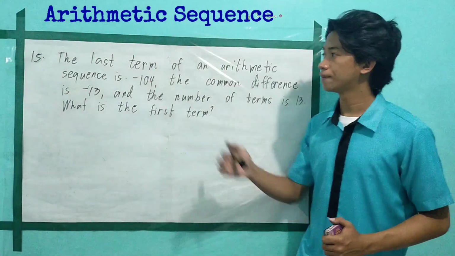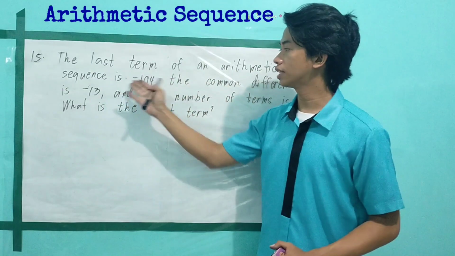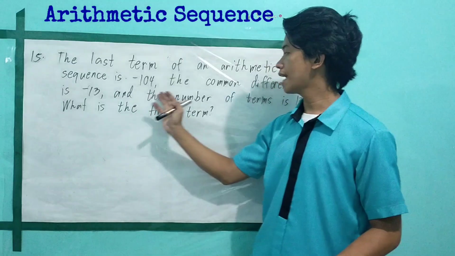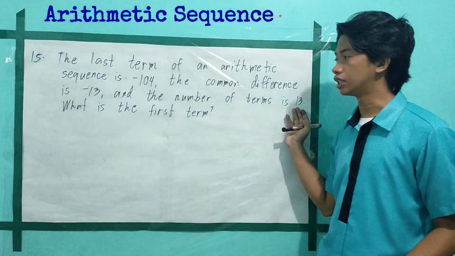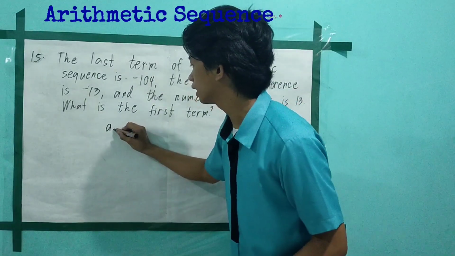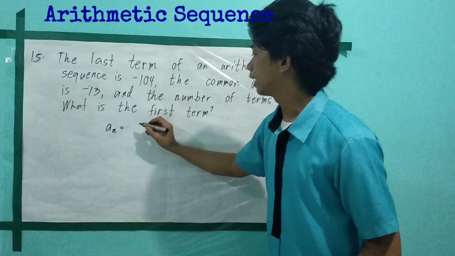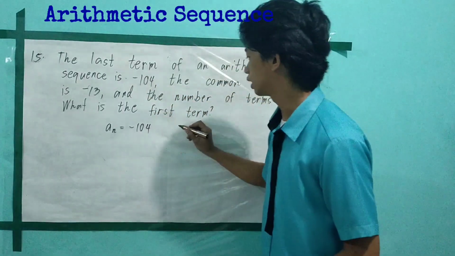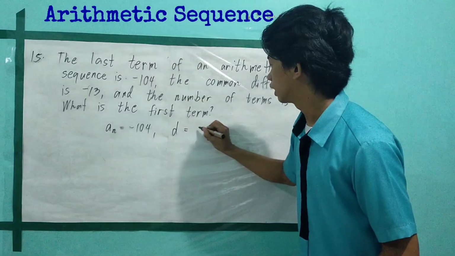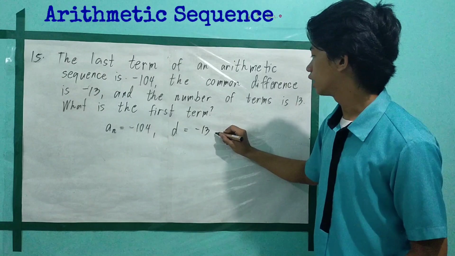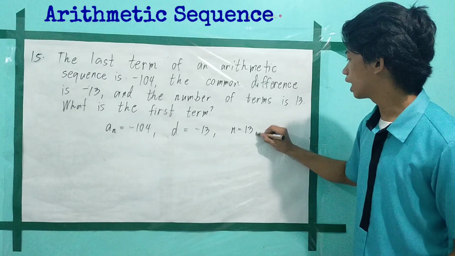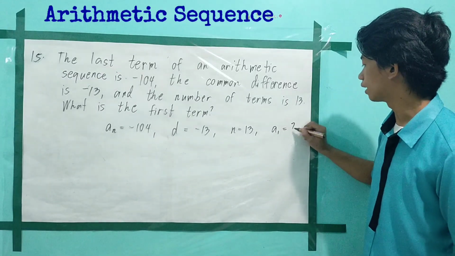Problem number 15. The last term of an arithmetic sequence is negative 104. The common difference is negative 13 and the number of terms is 13. What is the first term? So, say natin, ang ating a sub n is equal to negative 104. Ating common difference is negative 13. Okay, number of terms we have 13. At ang hinahanap ay yung a sub 1.